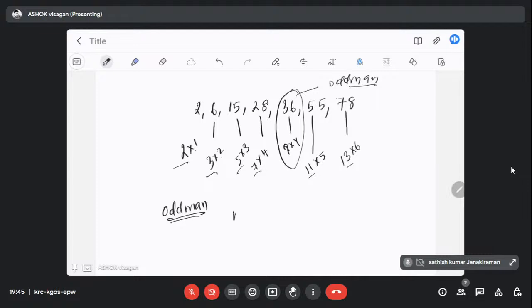Odd man out has three types. One is number based odd man, second is letter based odd man, and the third one is word based odd man. Sometimes you need to find the odd man in the words. Try to understand that. If you know number series and letter series, you can perform well in odd man out.